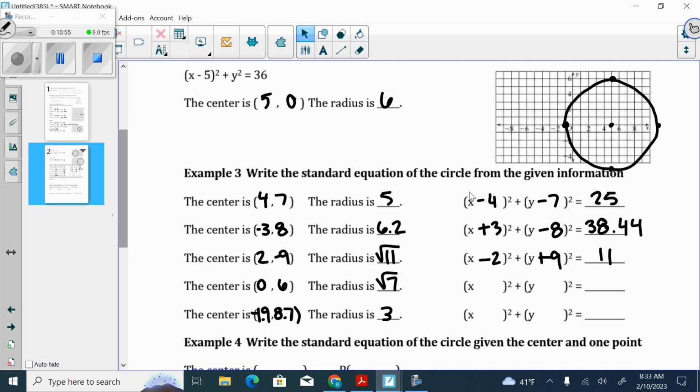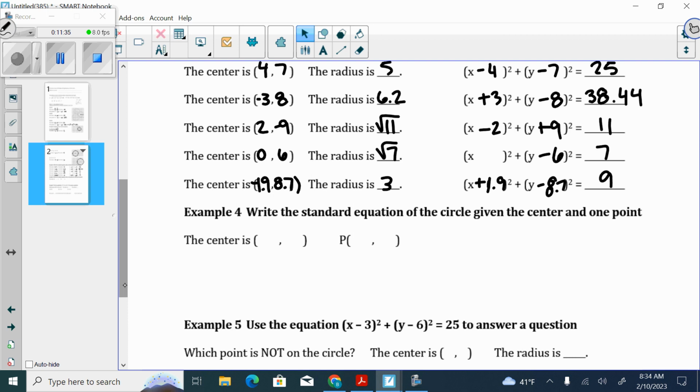Good. All right, somebody different for the next equation. X minus 3 squared plus y minus 6 squared. Good. All right, and somebody else for the last one. Yes, Brian. X plus 1.9 squared plus y minus 8.7 squared. Yes, 8.7. Very good. Perfect. Very good job.